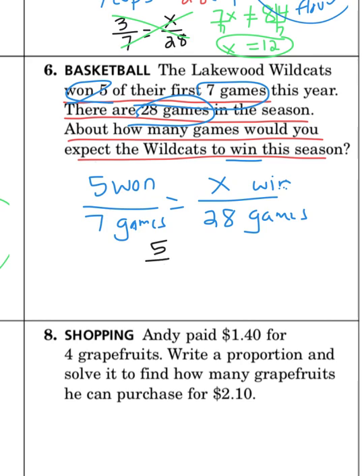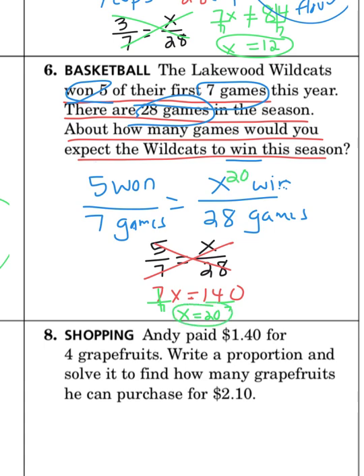So 5 over 7 equals X over 28. There's my 7X. And 5 times 28 is 140. Okay. And then divide by 7, divide by 7. X equals 20. Okay, so what does that mean? 20 would go there. 20 win.